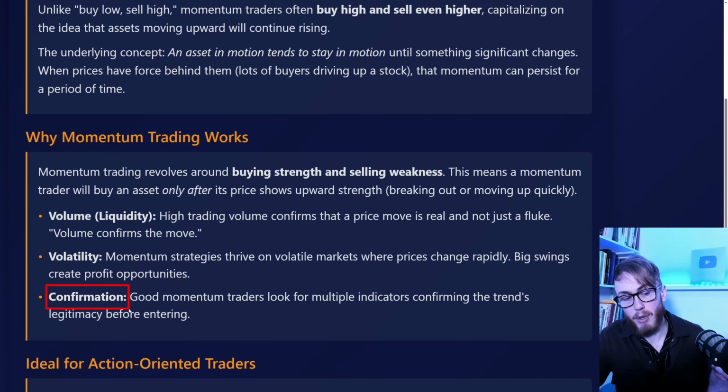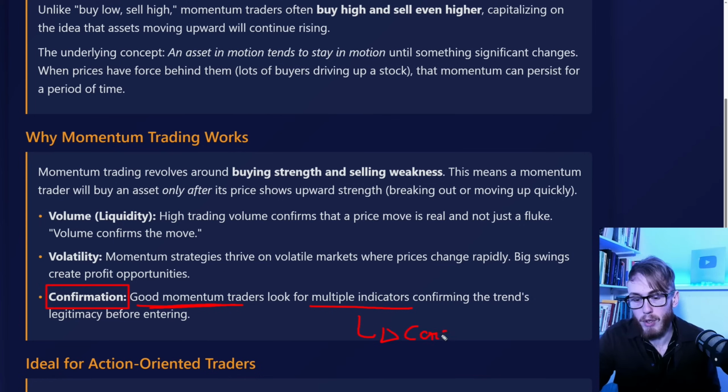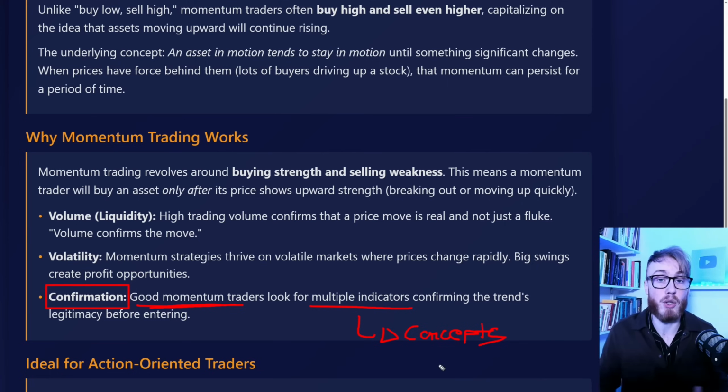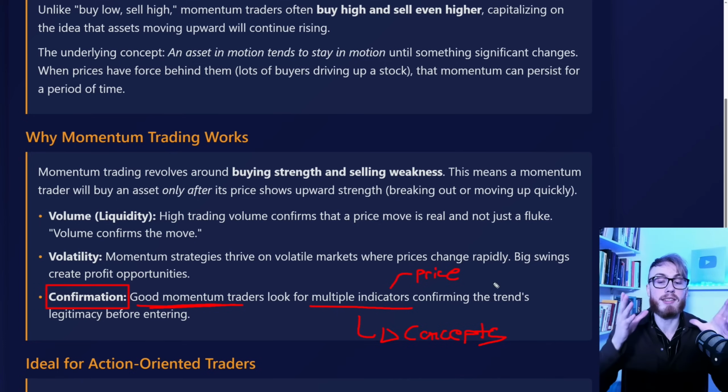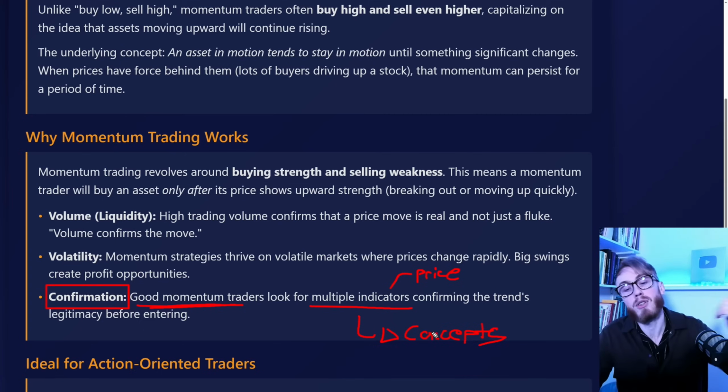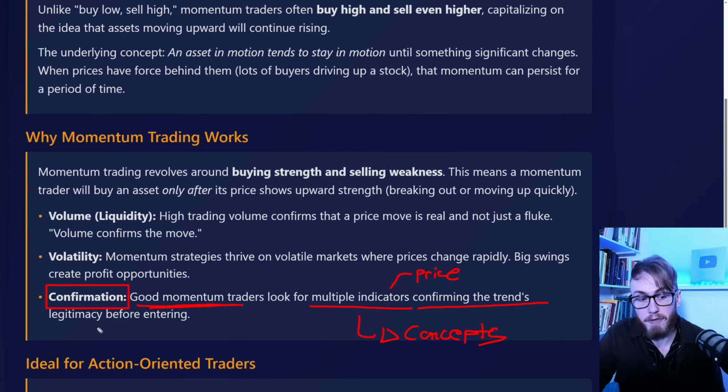Last but not least, another thing I want to talk about here is confirmation. Good momentum traders look for multiple indicators, or it doesn't have to be indicators. It can also be more general concepts. You actually don't even have to use indicators to trade momentum. I will show you guys some other price action methods, where we only study the price, and I also highly recommend learning about market structure. But we look at multiple concepts or indicators confirming the trend or the price movement.